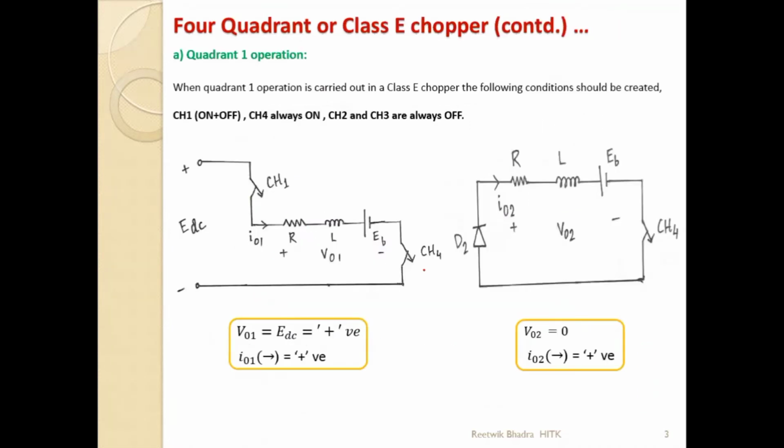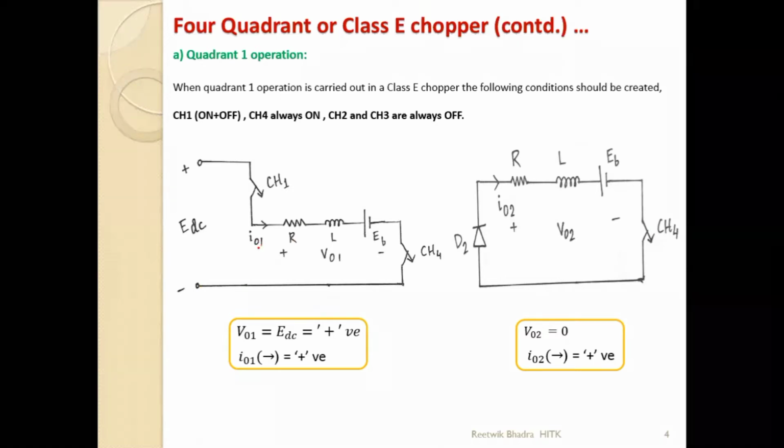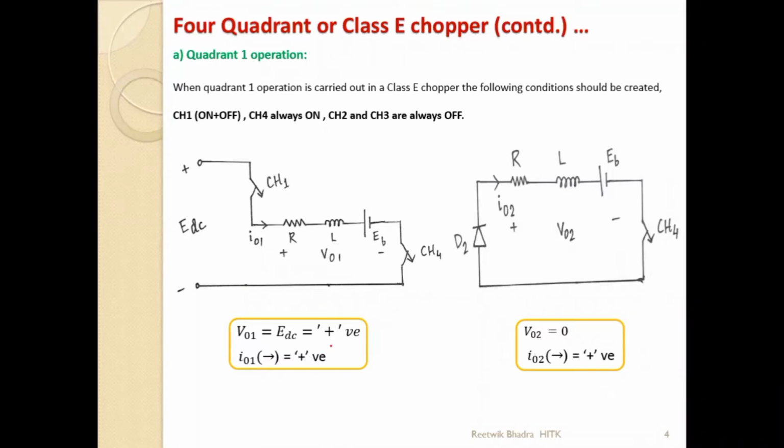CH1 is on, CH4 is on. So current I1 starts flowing in this direction and goes to minus. I1 has the same direction as I0, which is drawn in the main figure, so it is treated as positive. Since I0 is entering in this direction, this will be plus, this will be minus.